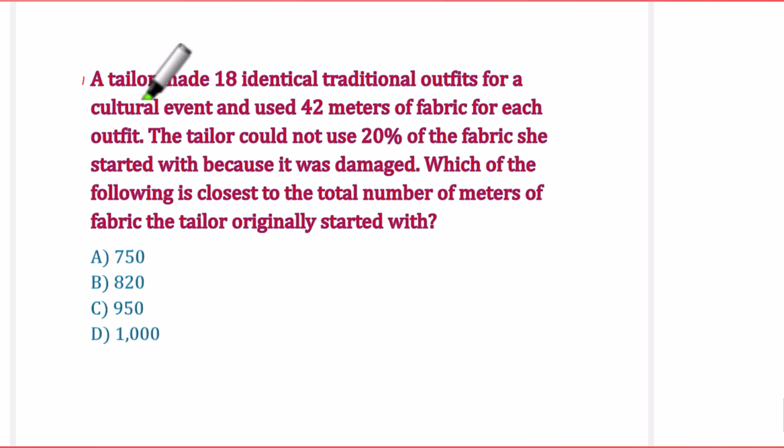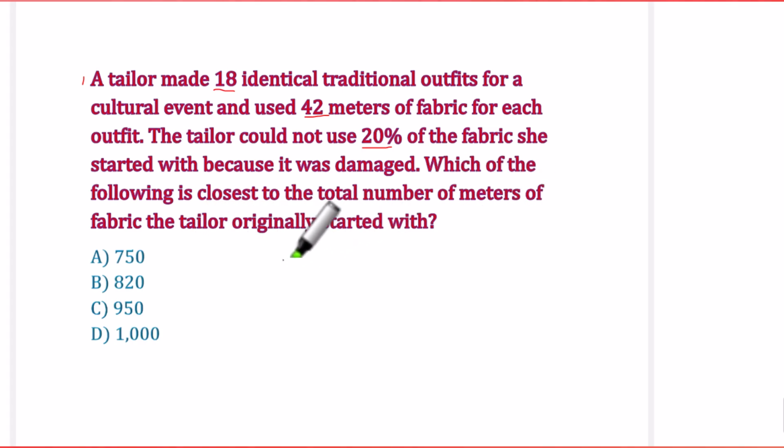This is another common question in SAT Maths. A tailor made 18 identical traditional outfits for a cultural event and used 42 meters of fabric for each outfit. The tailor could not use 20% of the fabric she started with because it was damaged. That means she doesn't use 20%. Which of the following is closest to the total number of meters of fabric the tailor originally started with?